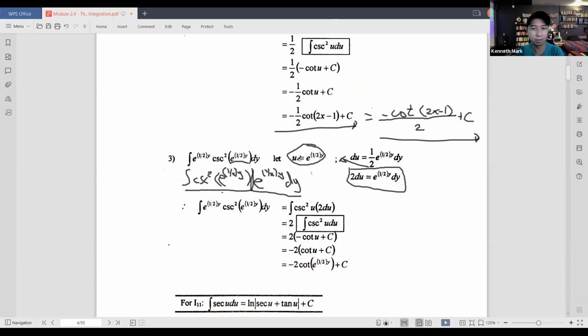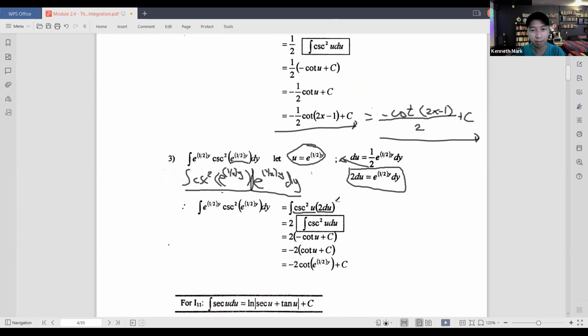So yung e raised to 1/2 y, ginawa natin u. So therefore, you will now have a cosecant squared u. Ito siya. And then, bakit nag 2 du to? Kasi yung 2 du is e raised to 1/2 y. So ito siya. So nilipatan din natin siya. So, this is for your substitution again, no?